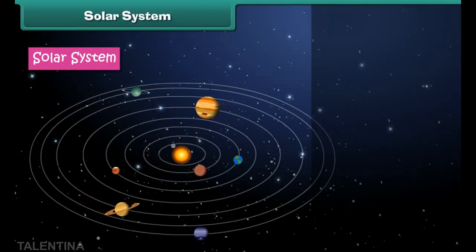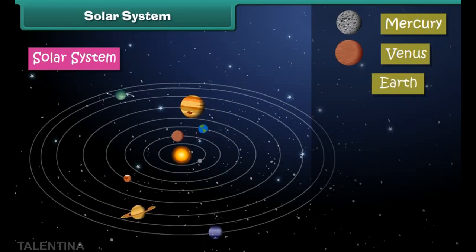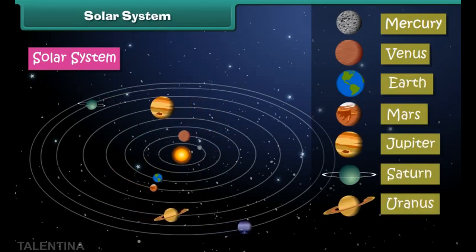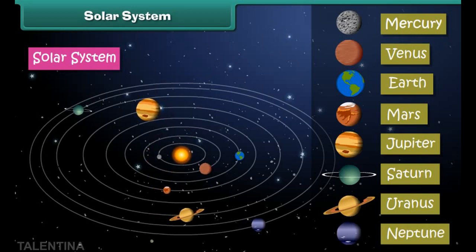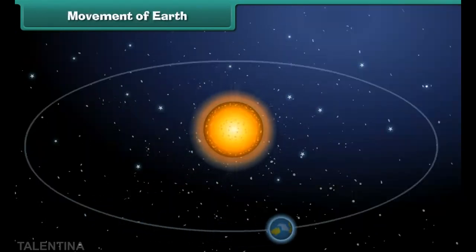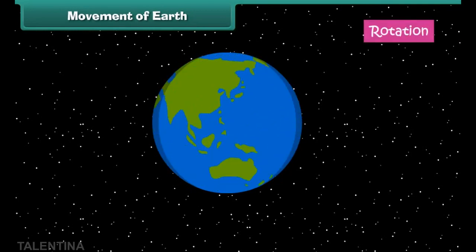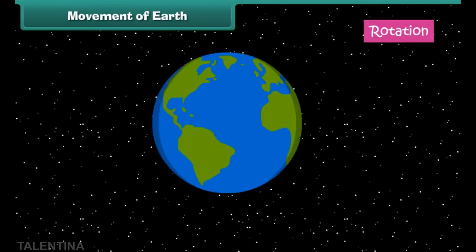The 8 planets are Mercury, Venus, Earth, Mars, Jupiter, Saturn, Uranus and Neptune. Movement of Earth. Besides going around the Sun, the Earth spins on its own axis like a top. This is called rotation. Earth completes one rotation in 24 hours.